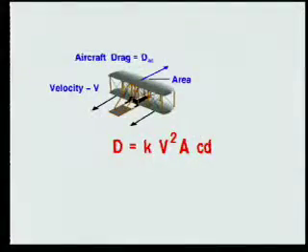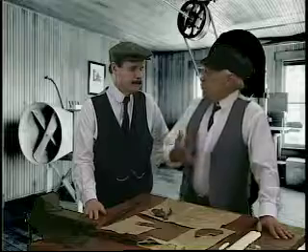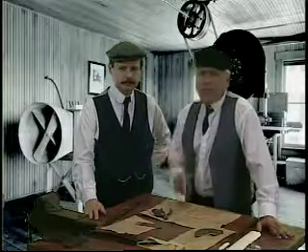The information included this equation, which shows that the drag, D, is equal to a pressure factor, K, times the velocity, V, squared, times A, the area, times a factor, CD, called the drag coefficient. You know, Orv, I think maybe it would be useful to students if we discussed each one of those terms in the equation in a little more detail.